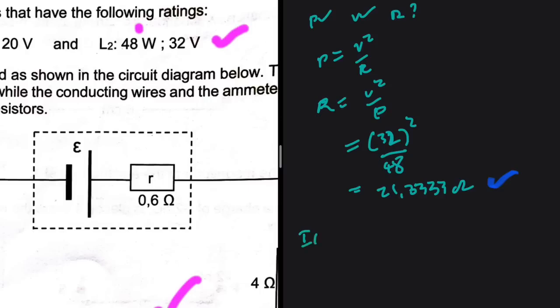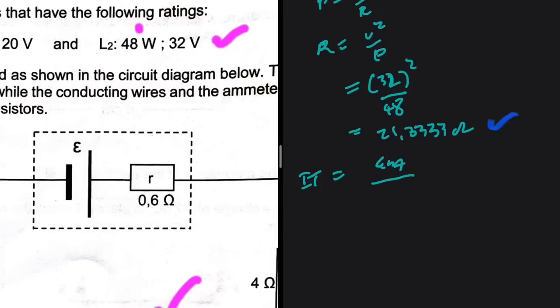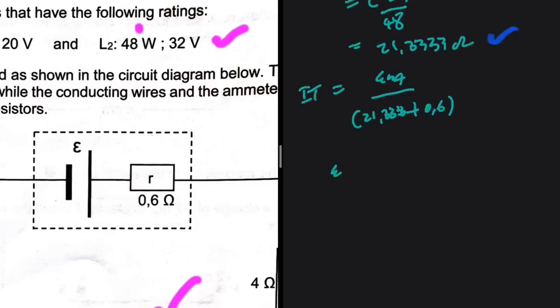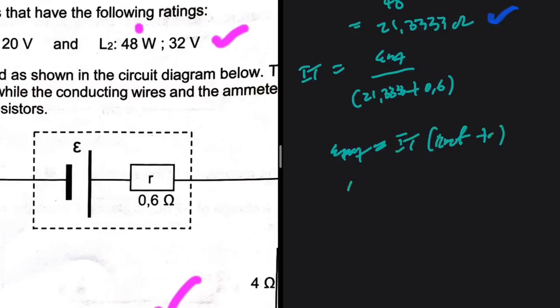So what will happen to the total current? The total current will be equal to the EMF divided by R external 21.3333 plus R internal 0.6. This is coming from EMF is equal to IT times R external. I'm actually doing this for myself to see if I'm doing it in the correct way. So IT, clearly it is equal to EMF divided by these two things. Okay, now I'm convinced that I'm doing it the correct way.